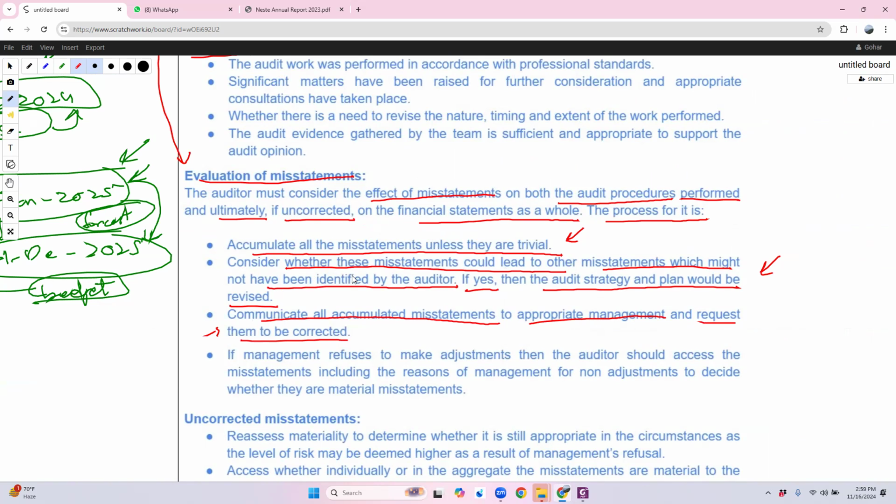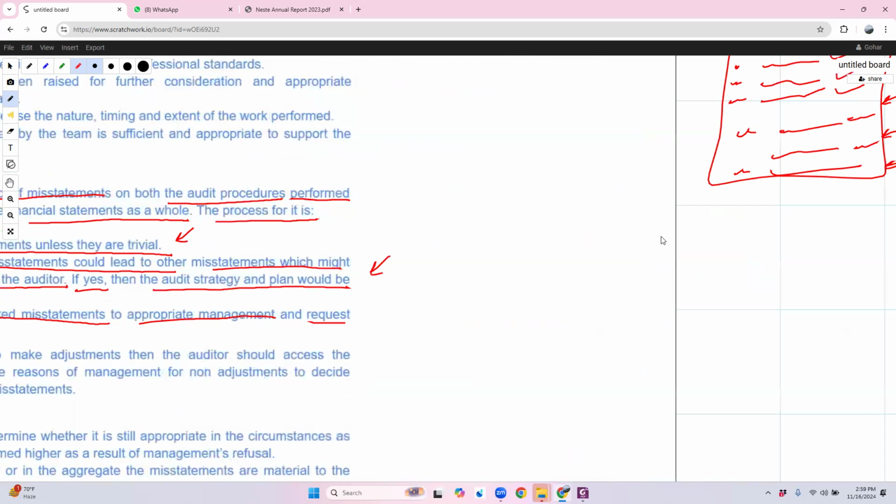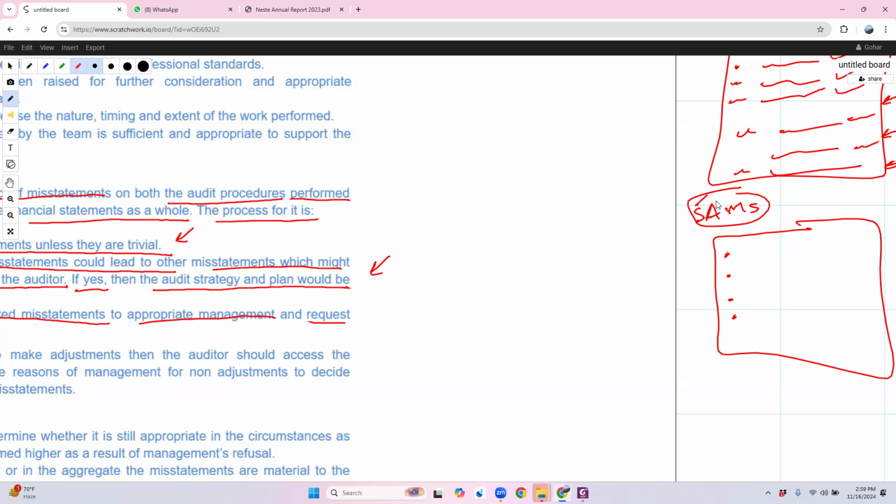So basically, the auditors have a list, and within this list they write down every misstatement. This list is known as SAM, by the way. What is the mnemonic for SAM? Summary of all misstatements. So every single misstatement that the auditors identify, they completely write it down. Like $1,000 within property, plant, and equipment, intangible assets misstatement of $2,000.